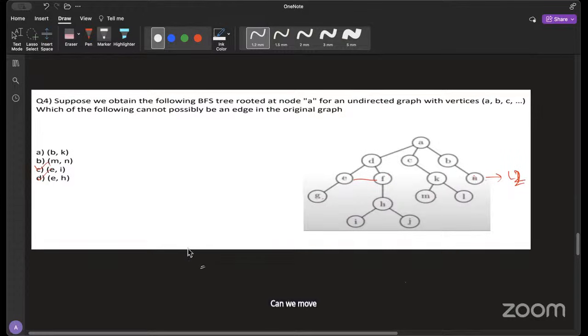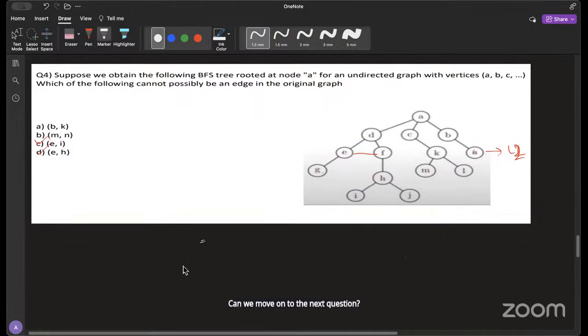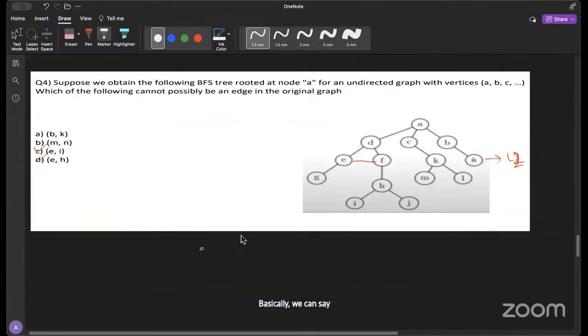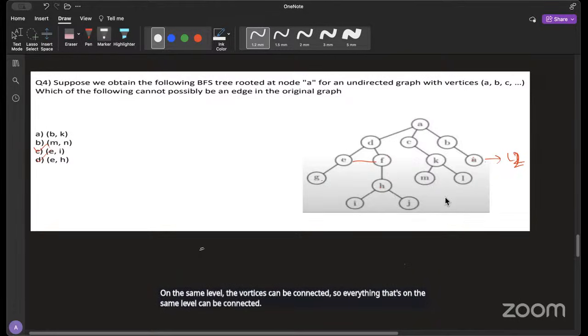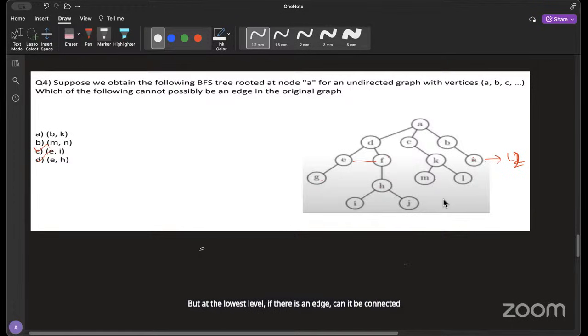Can we move on to the next question? Basically, we can say that the edges like G, L, J, G, M, they can be connected to any vertices because it won't make a difference in a way. On the same level, the vertices can be connected. So everything that's on the same level can be connected. But at the lowest level, if there is an edge, can it be connected to the above?